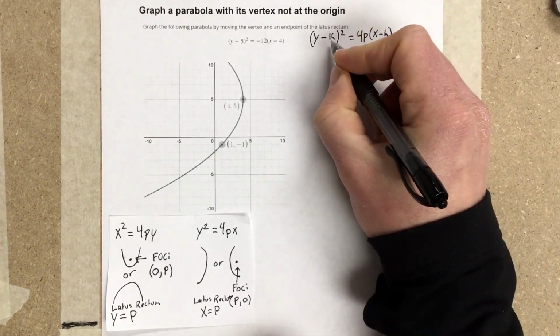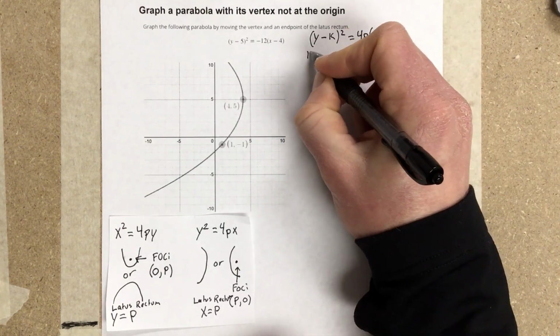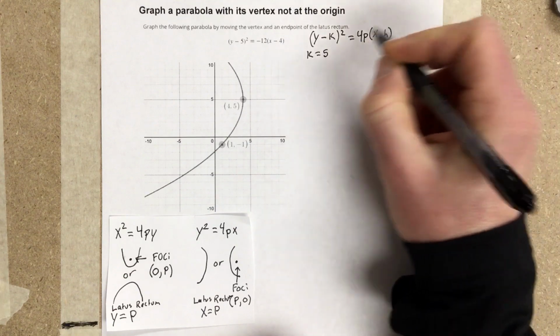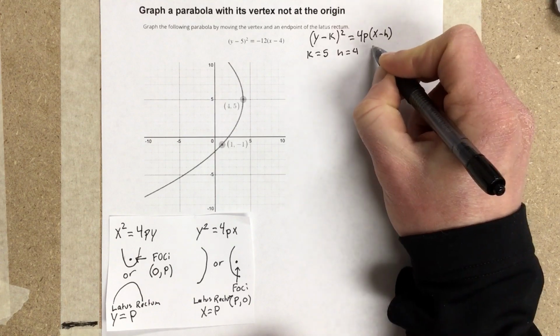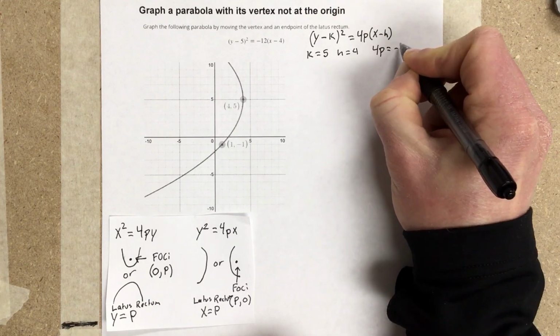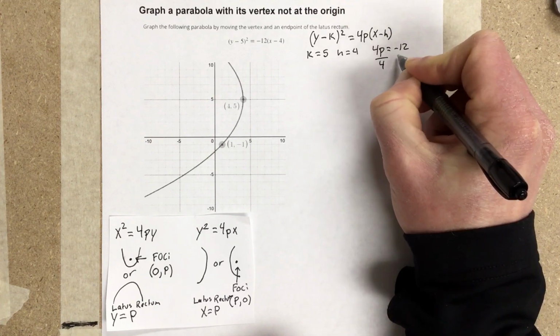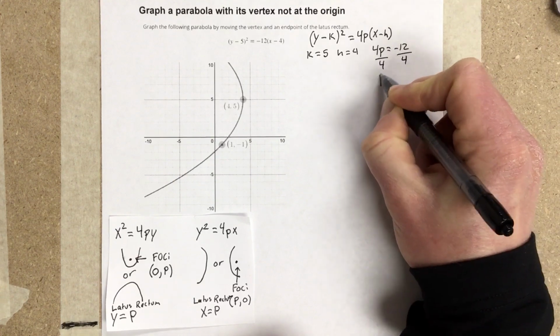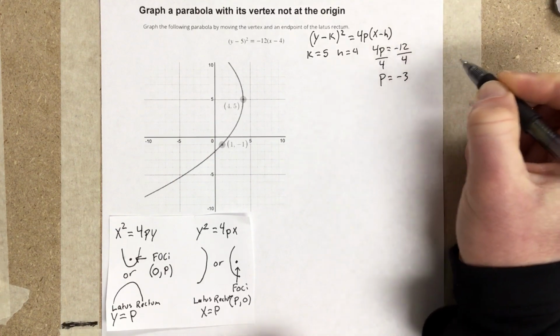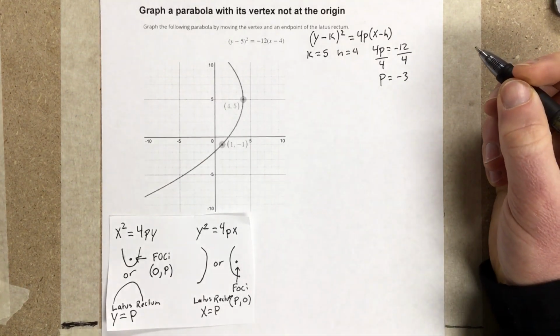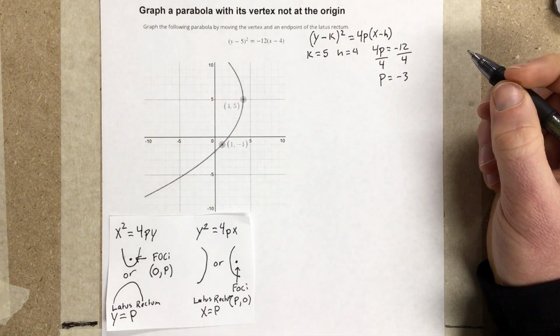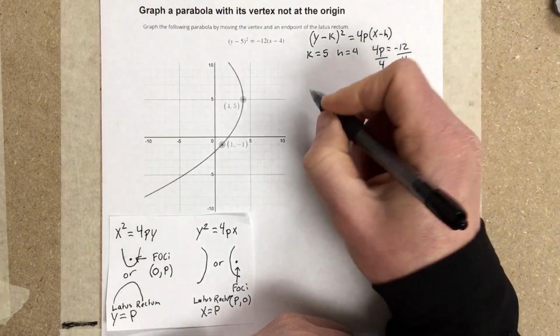So my k value here is 5. My h value is 4. And my 4p value is negative 12, which tells me when I divide by 4, I get p is equal to negative 3. Now, I'm just trying to graph this. So I still think you should start maybe with the foci. So let's find the foci.